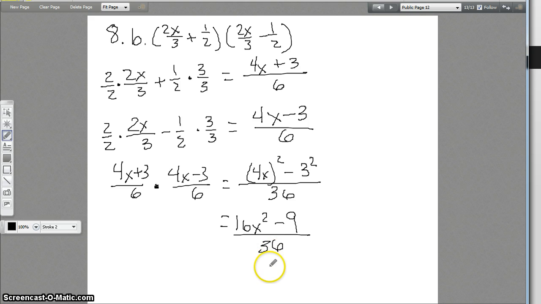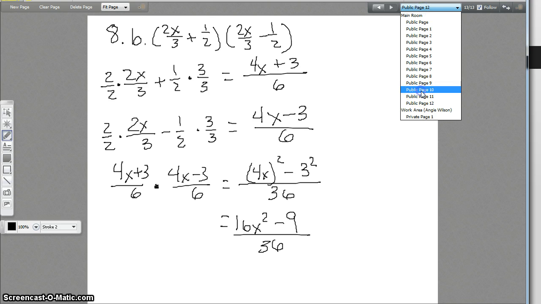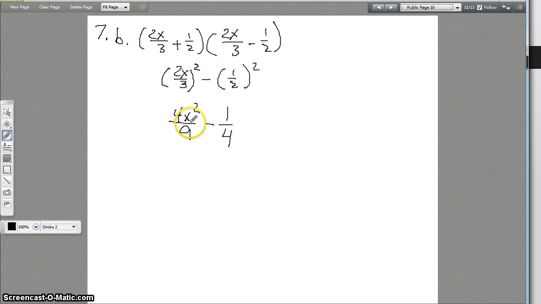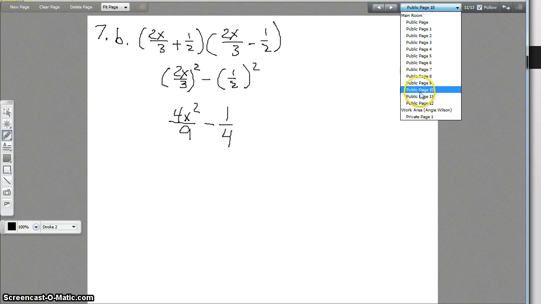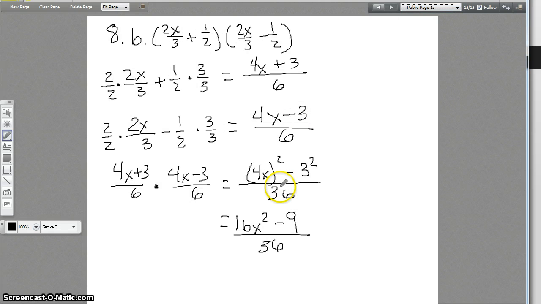Okay, so when we are looking at this, we can see what we can do to simplify. I mean, this is simplified. We can stop at this point. But remember when we did 7b? That was 2 pages ago. We ended up with 4x squared over 9 minus 1/4. We're doing the same problem, so we should be able to get to the same answer. So let's see what we can do.